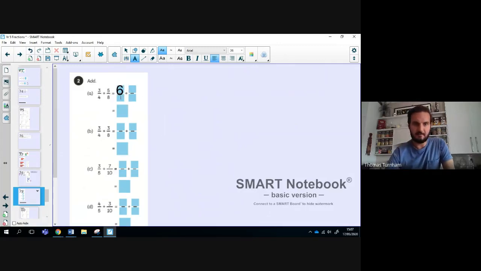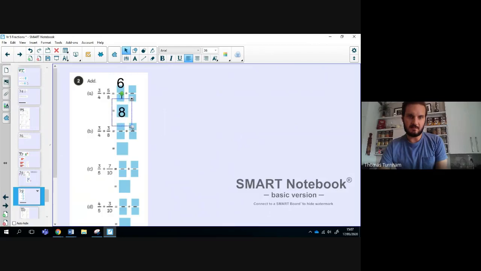I know these are massive, but bear with me. In fact, I'm not going to draw these out because it's just a pain. 6/8 plus 5/8. Well, actually, we know that the 8s are staying the same, so we don't need to worry about that so much.